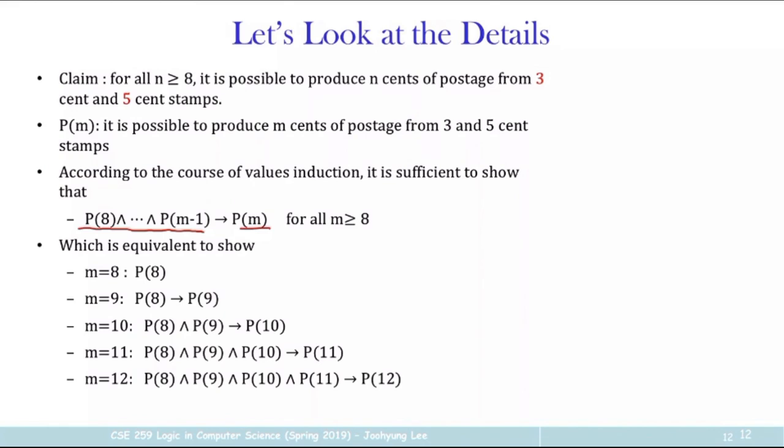Oh, this is fine. From this on, there's no problem, because once m equals 11, I can assume that m minus 3 cent postage can be made. That's one of the induction hypotheses. When m equals 12, I can say P of 9 is true, so that's fine, and so on and so forth. We are happy, starting from m equals 11. The only problem is when m equals 10, 9, 8, induction hypotheses do not help us.